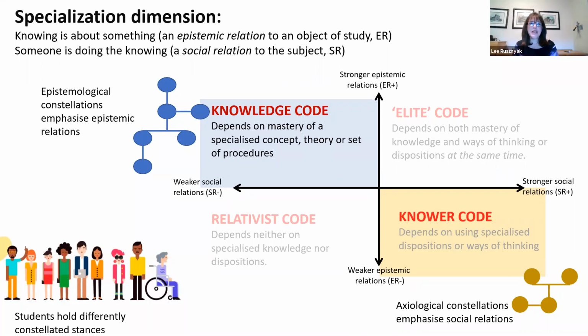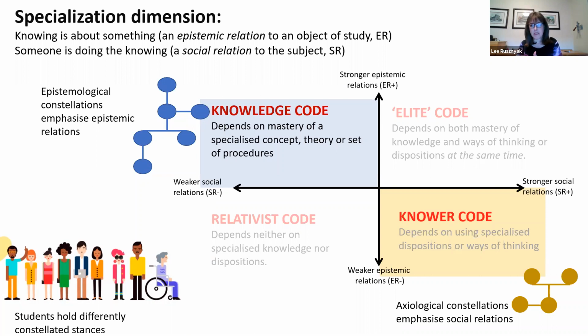Okay, so we're looking really at the specialization dimension and what matters. And knowing the specialization dimension, you'd know, is based on two premises. Knowing is about something. There's an epistemic relation to a practice or an object of study or directed at a particular part of the world that sets up that epistemic relation. And somebody is always doing the knowing, participating in the practice, and where their dispositions or ways of thinking really matter, that's a social relation.